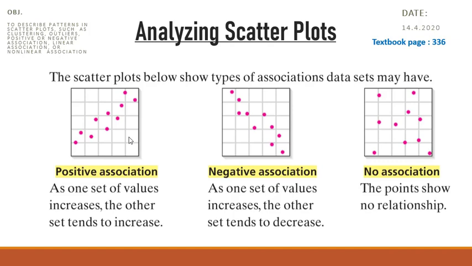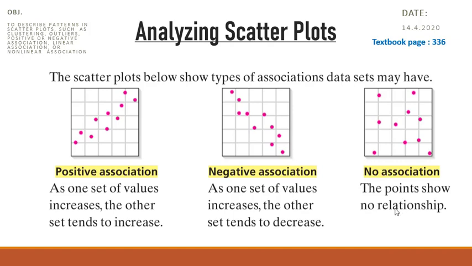In positive association, as one set of values increases, the other set tends to increase. Simply, when you move from left to right, the data goes up. That's the meaning of increase. So for the positive association, as one set of values increases, the other tends to increase. The opposite in negative: as one set of values increases, the other set tends to decrease. So when you move from left to right, you move down.